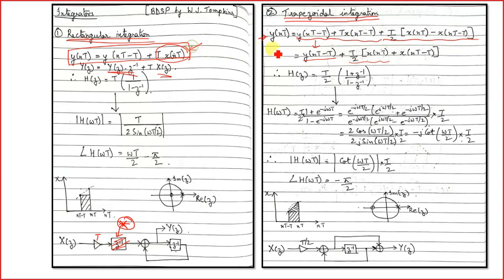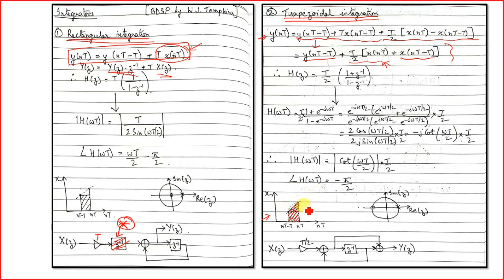Over here we are having twice the value. However, in trapezoidal integration, we have T/2 x[nT], but we also have another term, T/2 x[nT − T]. What is the physical significance of this? If you look into this plot, we have now seen two regions: one is a rectangular region and there is another triangular region.